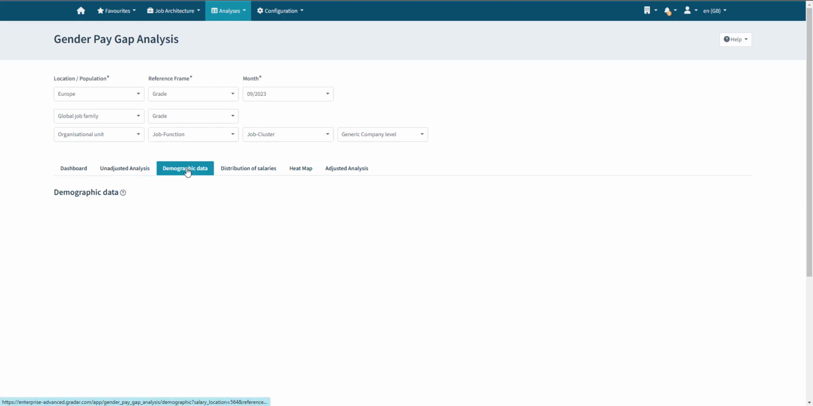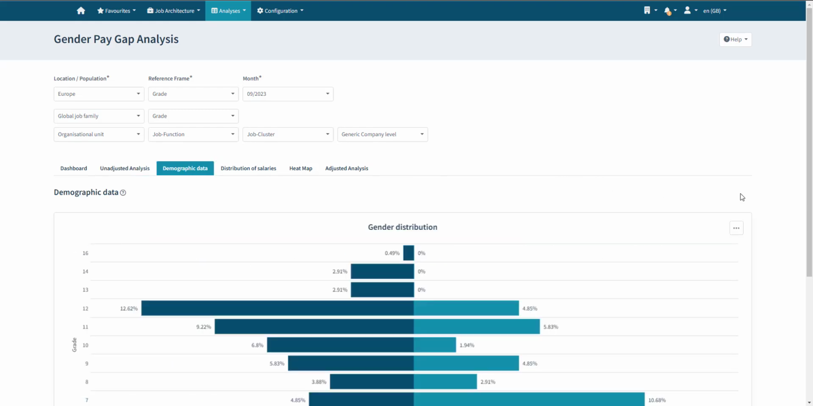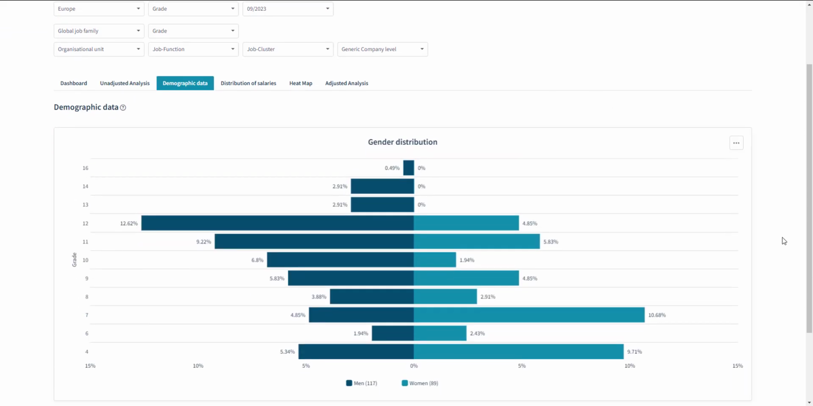So to create a meaningful narrative about your potential gender pay gap, you can have a look at the demographic data. So this is what we call the glass ceiling analysis. So this gives you an indication of structural imbalances with your organization, like more men in expert or management positions than women. So in this demo account, we can see, well, at grade 12, we have no women in roles more senior than that. So that's something that we should probably want to have a look at.